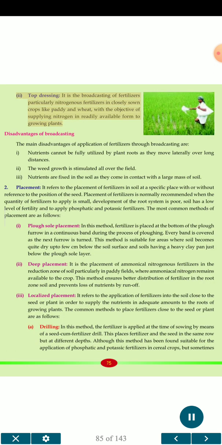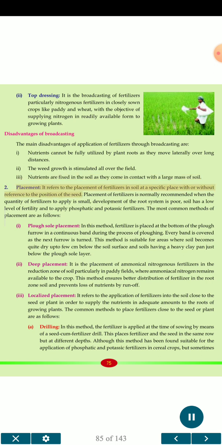II. Top dressing. It is the broadcasting of fertilizer, particularly nitrogenous fertilizer, in closely sown crops like paddy and wheat, with the objective of supplying nitrogen in readily available form to growing plants. Disadvantages of broadcasting. The main disadvantages of application of fertilizer through broadcasting are: I. Nutrients cannot be fully utilized by plant roots as they move laterally over long distances. II. The weed growth is stimulated all over the field. III. Nutrients are fixed in the soil as they come in contact with a large mass of soil.